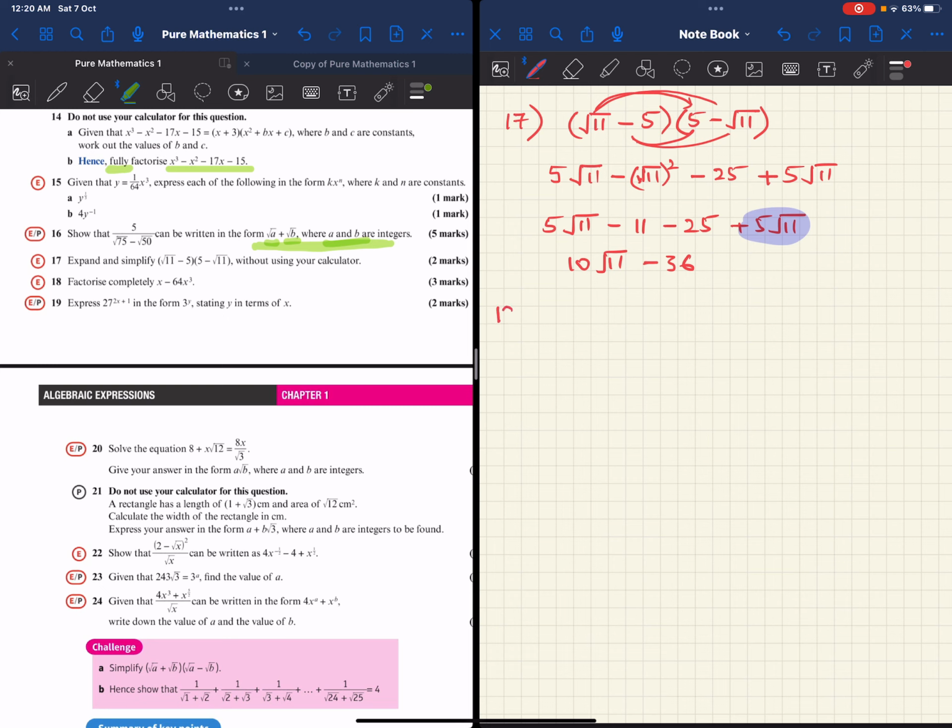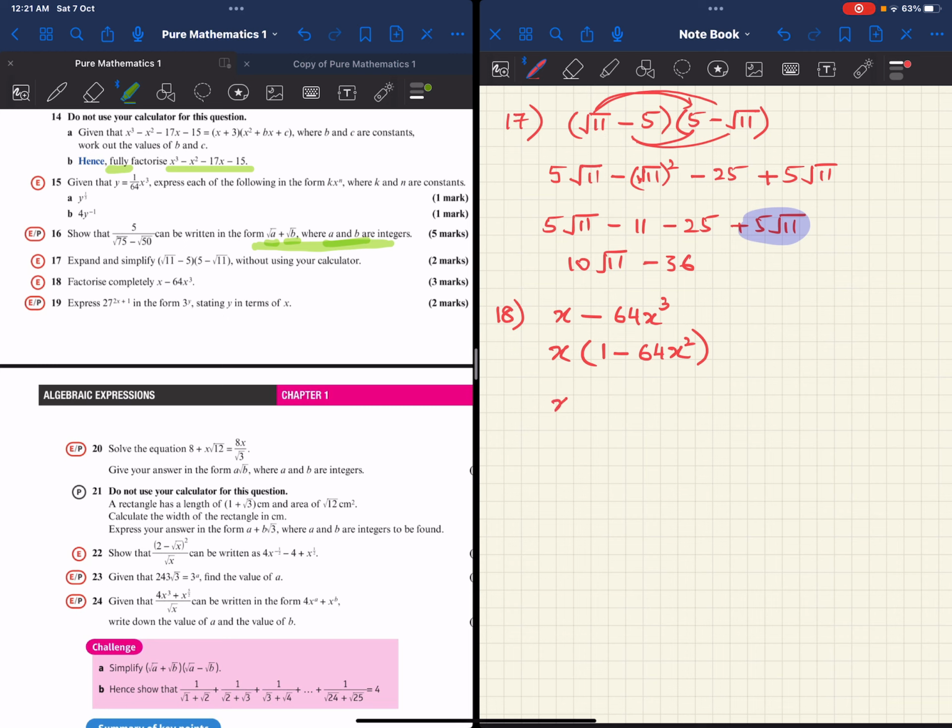Question number 18 says factorize completely x minus 64x cubed. So when we think about factorization, the first thing that we should look out for is any common factor in our terms, and we have x common here. So we have x into (1 minus 64x squared). We can further factorize the bracket. As we see, this is a difference of two squares.